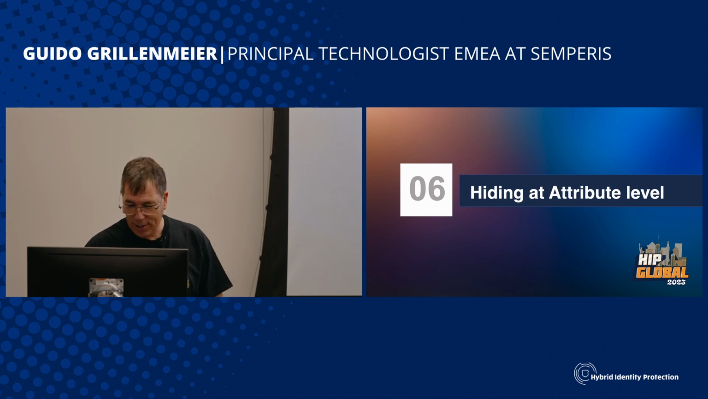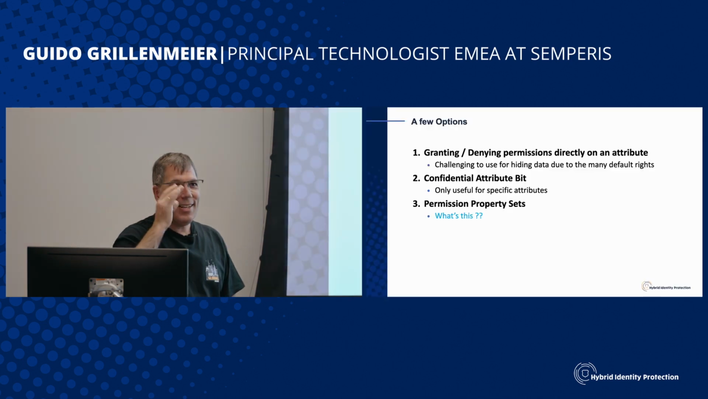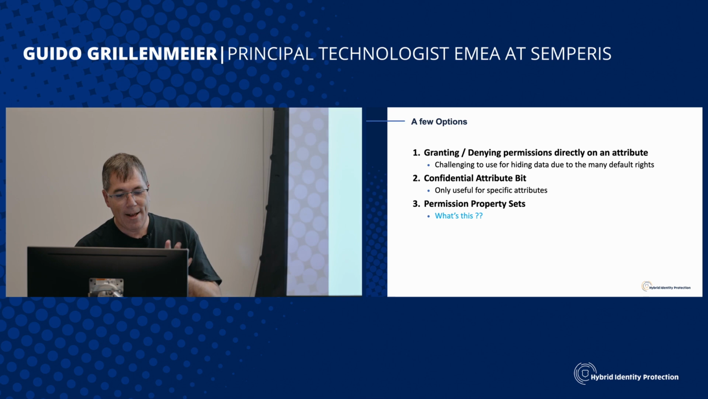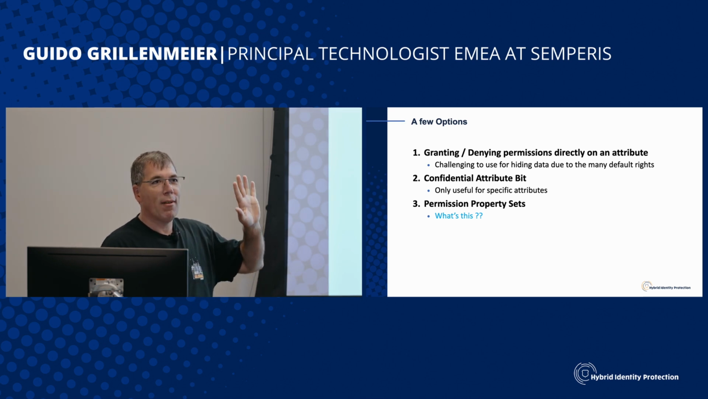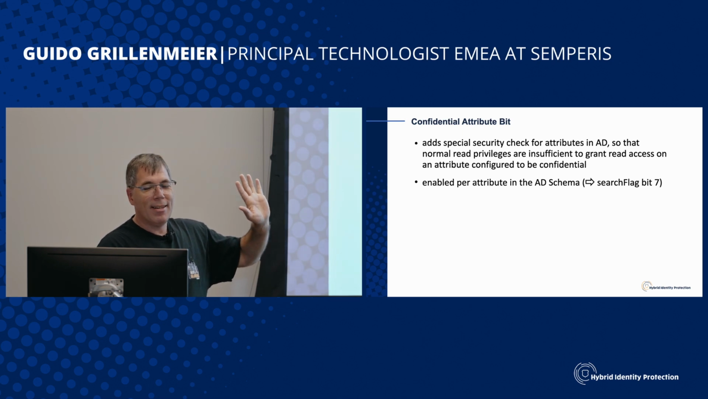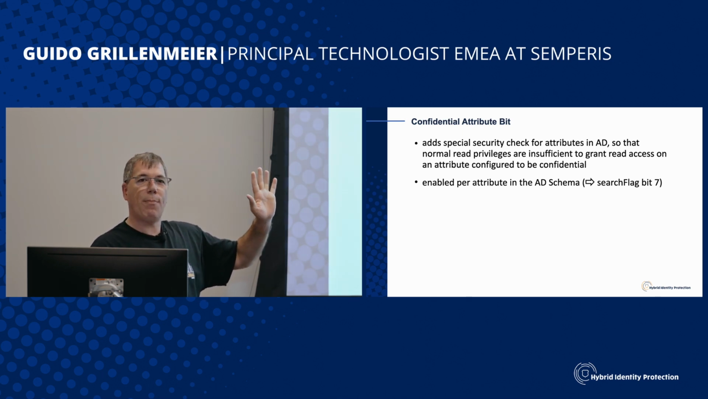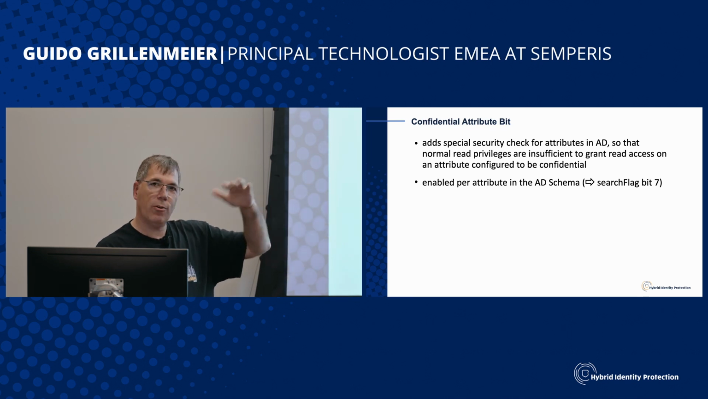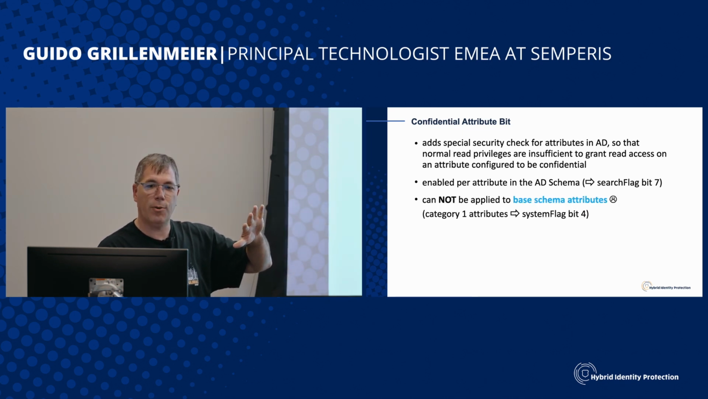So I don't have that much time anymore, but let me highlight a few things, and we do have some more minutes in the break if this is of interest to you. Permission property sets. I knew this is gonna get too long. This is about going down to the attribute level. We've talked about objects right now, but you can also hide data down to the attribute level.